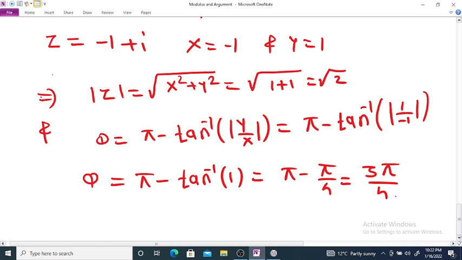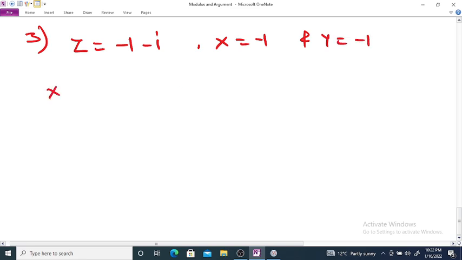Now next, if we take a complex number that lies in the third quadrant, say z is equal to minus 1 minus i, then here x is equal to minus 1 and y is equal to minus 1, that is, x is negative and y is also negative.